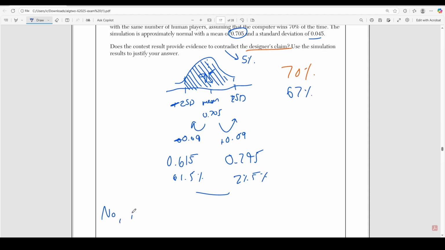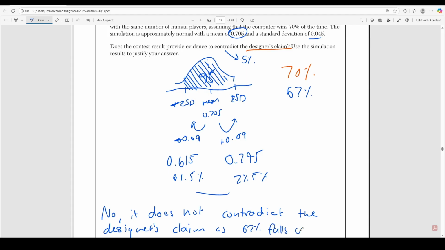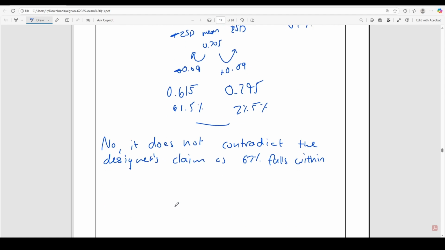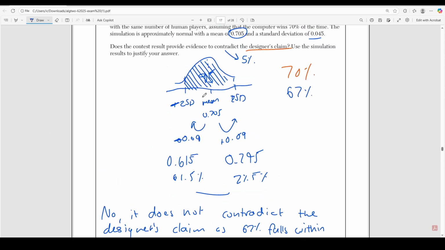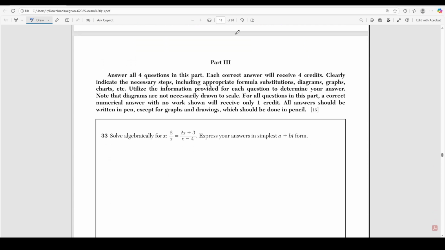So we can say that no, it does not contradict, and to contradict means to disagree with. It does not contradict the designer's claim, as 67% falls within the 95% confidence interval of 61.5% to 79.5%. As long as it falls between that range, it's acting normally, and the designer's claim is supported. Now we're going to move on to part 3.